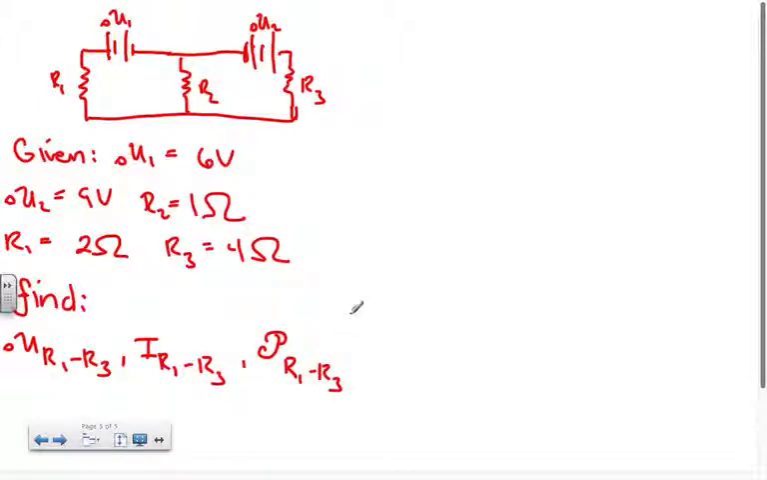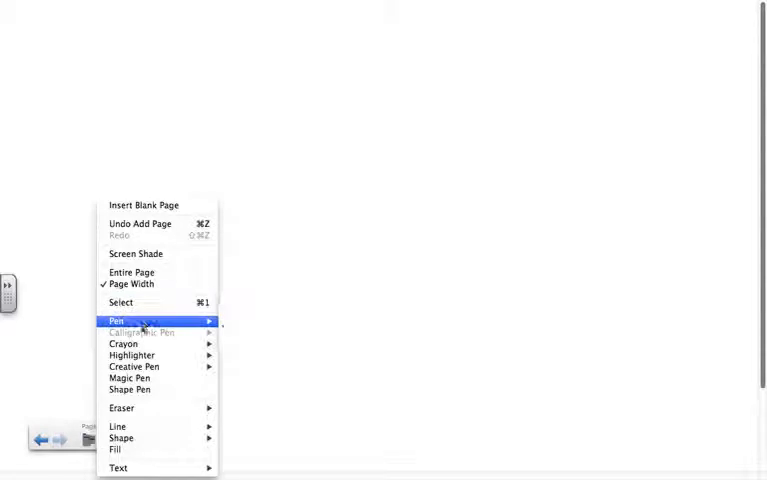This is actually slightly different than the book example that I'm using it from, so it's a little bit more complicated. The first thing I want to do is, of course, assign a direction to the current. So the first thing that we're going to do to solve the problem is to assign a current direction.